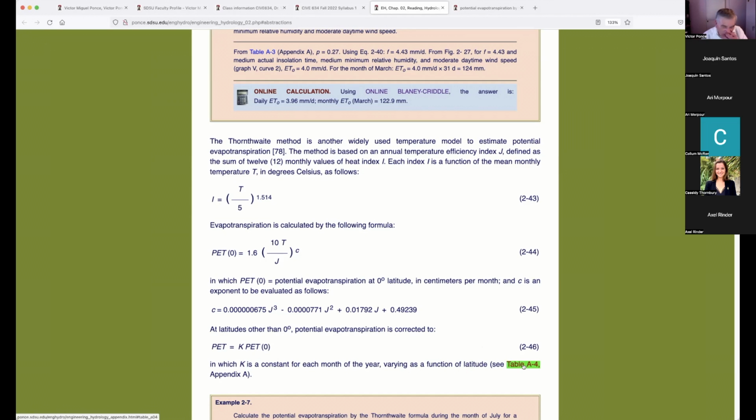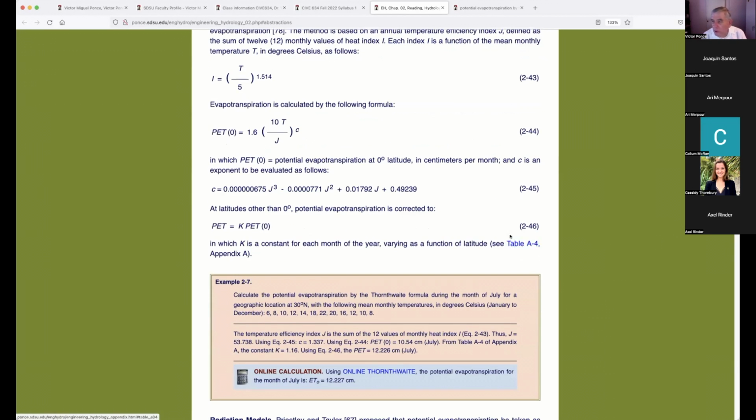See table A4. We can go to table A4 of the appendix. I have already shown to you where the appendix is. If you want to go to the appendix, you go to my book, to this book. And on the top of my website or the page, the syllabus page for this class, I have a link to my hydrology book.